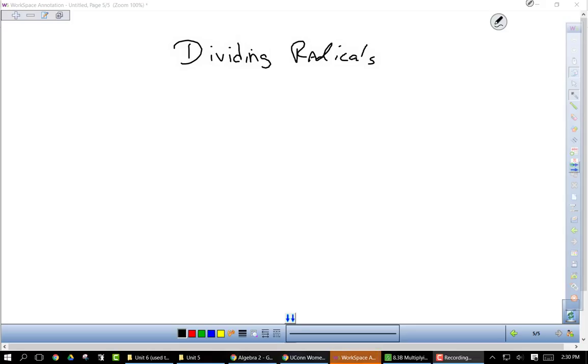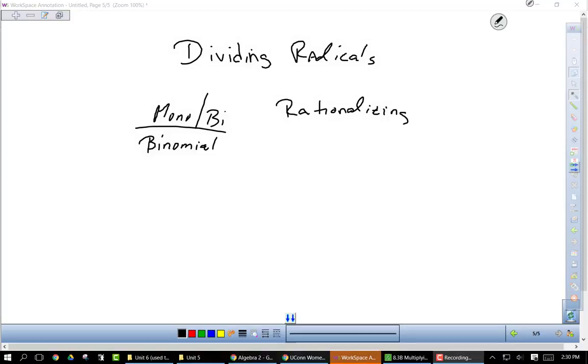Okay, this is the next part, the last video in this section, dividing radicals. We did dividing radicals before, but we did them easily where we had a monomial in our denominator. In this particular instance, we're going to have a binomial in our denominator. And we either might have a monomial up top, or we might have a binomial up top. And we need to do what we call rationalizing.